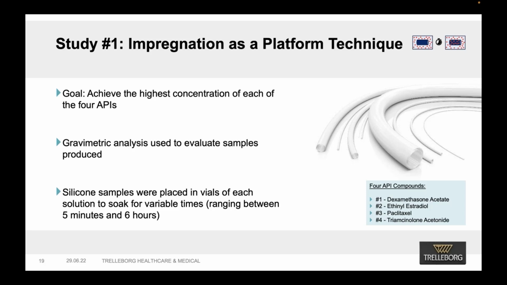At the end of the process, we did use a gravimetric analysis to evaluate the samples that we produced and test out what the results were. It's essentially a comparison of the sample weights pre and post immersion process. Our team took 35 durometer silicone samples, started out as 20 millimeters in length, and they were placed in vials of each of the solutions for variable lengths of time. As you can see here, that varied between 5 minutes and 6 hours for immersion time.